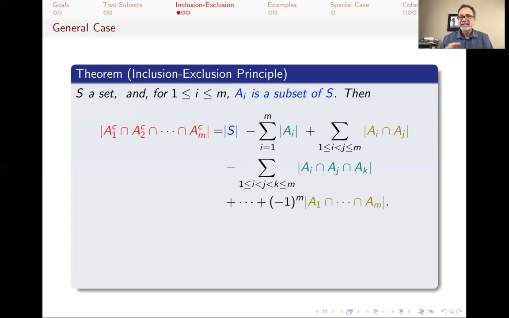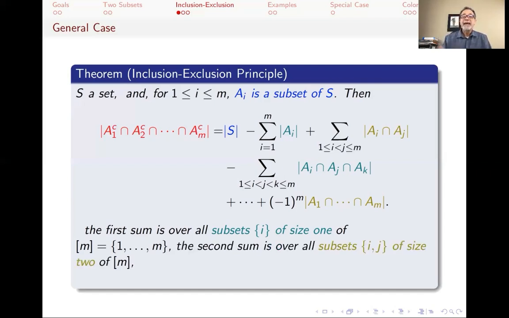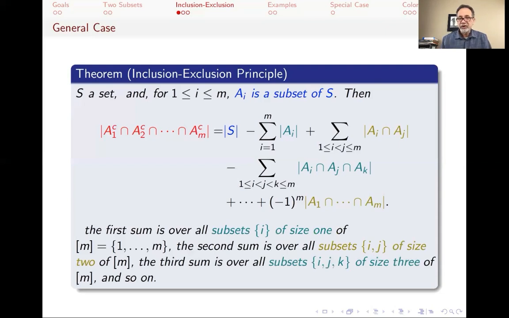The summation signs should not confuse you. For each subset of size 1 of 1 through M, we have a term in that first sum. In the second sum, we have one term for each pair of elements in 1 through M, or a subset of size 2 in 1 through M. And for the third sum, we have subsets of size 3. For each one of those, we have a term. For the fourth term, which I didn't write down, we have one term for each subset of size 4, and so on.